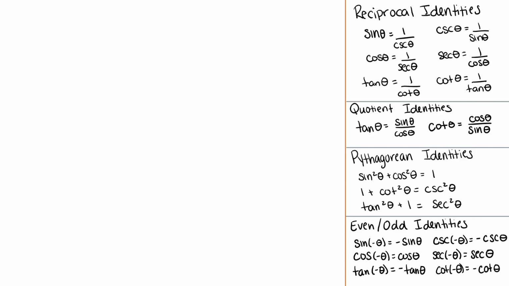For this next set of examples, we're going to verify our trig identities. We're going to be presented with an expression, and we want to use our identities to make one side look like the other. So if we have tangent theta plus cotangent theta equals secant theta times cosecant theta, we need to use our identities to make one side of this expression look like the other.